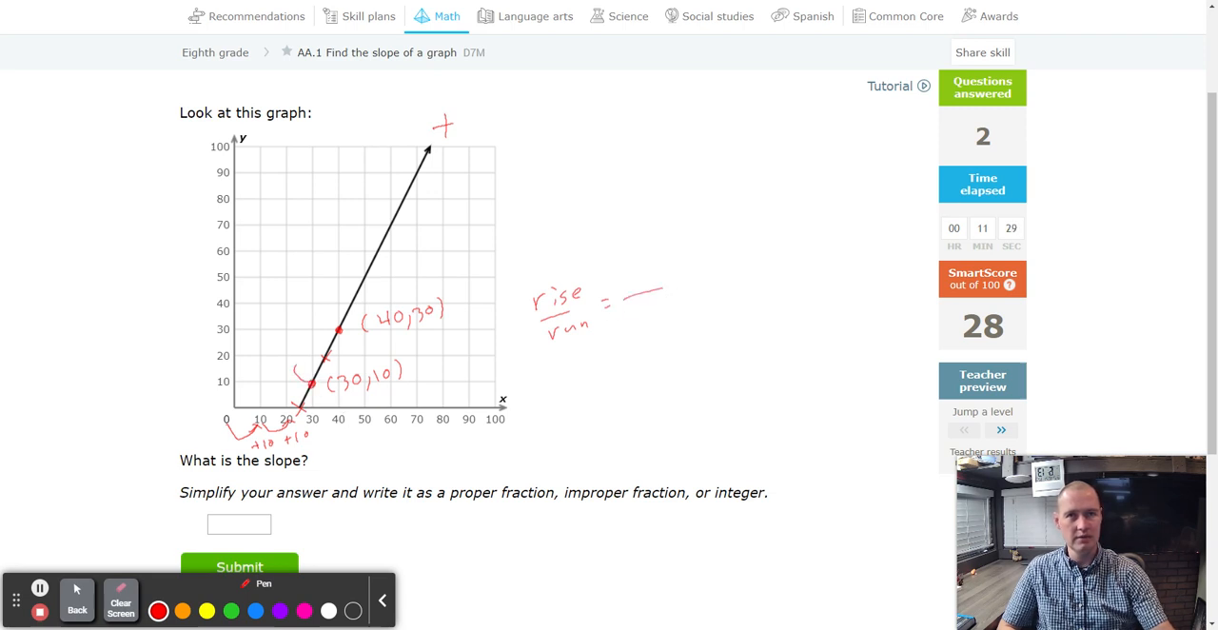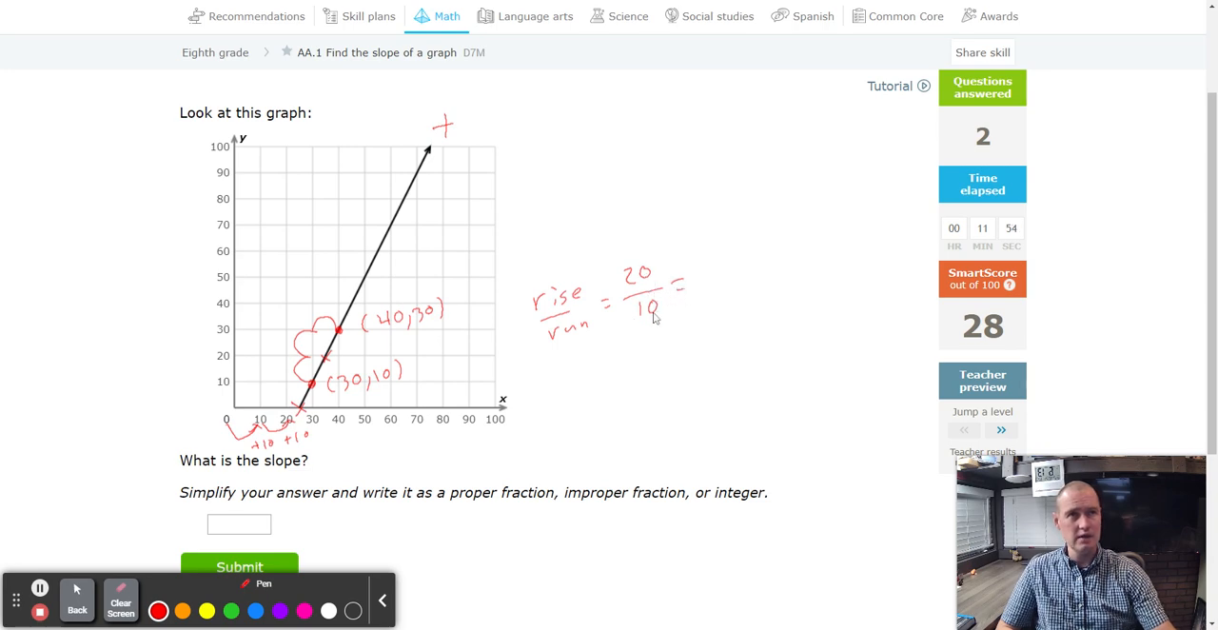So the rise is up 10, up 20 to be at the same height as our next point. So I went up 20. Now, one box to the right, as we talked about down here, is also 10. So we went to the right 10. So in this case, we have a rise over run of 20 over 10.